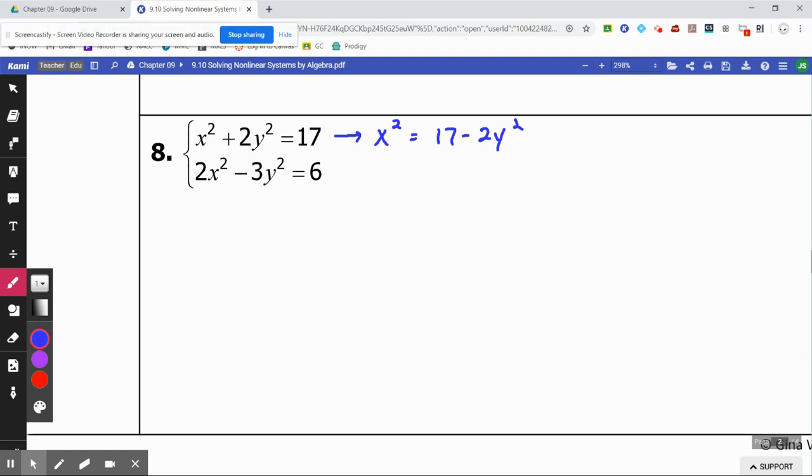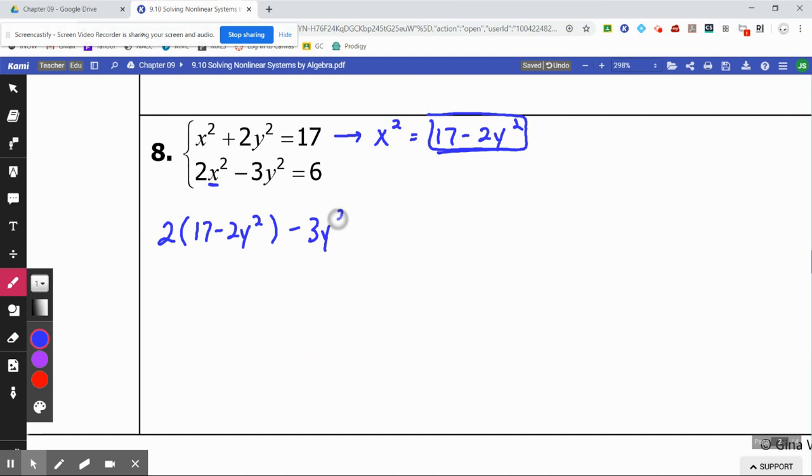Now, normally when we use substitution, it's like an x equals or a y equals. However, notice that when I solve this for x squared, I can actually plug in an x squared down here and get rid of all the x's. You don't have to go this extra step. Once you see x squared is equal to this, and x squared is what I need to plug into, I can stop there and leave it as x squared. In the place of x squared, I'm going to plug in 17 minus 2y squared.